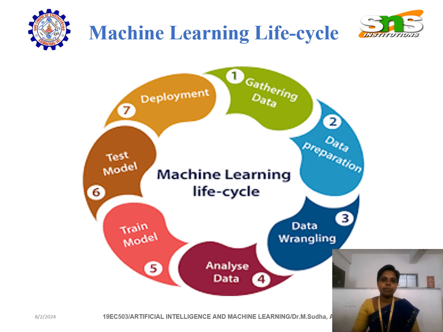So this is the machine learning life cycle. We have 7 stages. The first stage, gathering data. Second stage, data preparation. Third stage, data wrangling. Fourth stage, analyze data. Fifth stage, train model. Sixth, test model. And seventh, deployment. This is how the machine learning life cycle process is carried out.